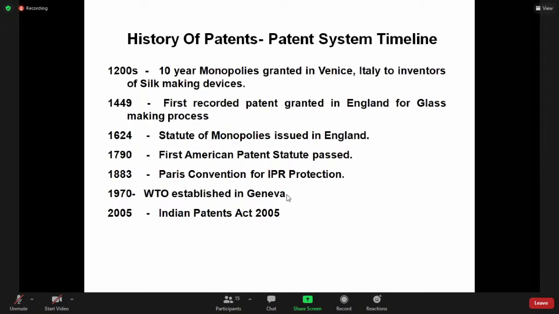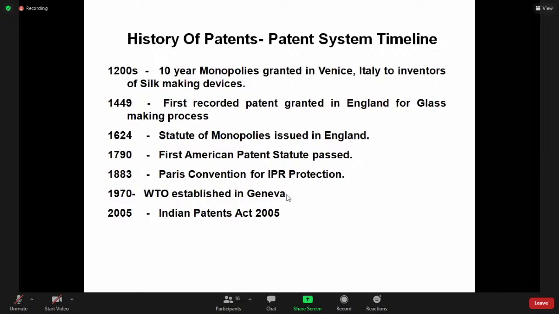A little bit of history: the history of patents. It started in the 1200s for the invention of silk making devices. The first recorded patent was granted in England for a glass making process in 1449. Then in 1624, the monopoly statute was issued in England. The first American patent statute was passed in 1790. Then in 1883, the Paris Convention for IPR, meaning all countries should approve the patent. Then in the 1970s, the WTO, the World Trade Organization, was established in Geneva, and they enforced such things.